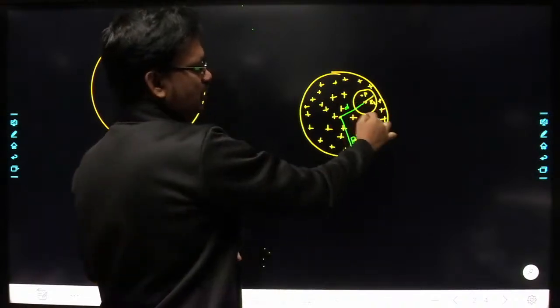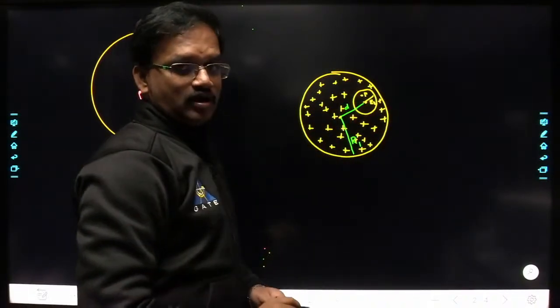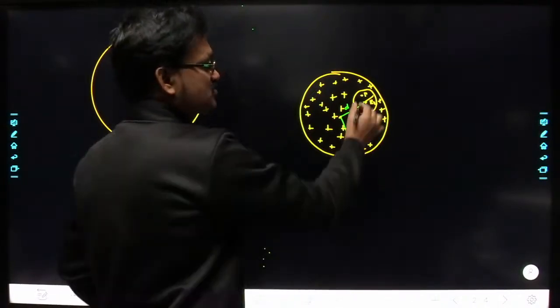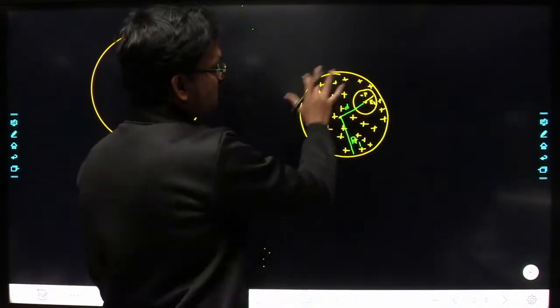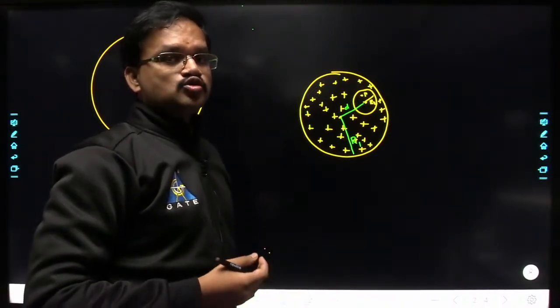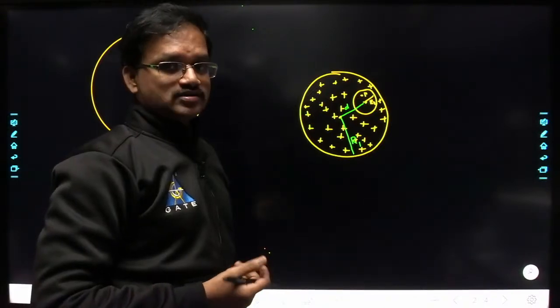So that means here you are having a cavity. Understood? And we try to determine the electric field inside the cavity due to this charge distribution. So what we have performed here is a superposition of Gauss law. Yes or no?